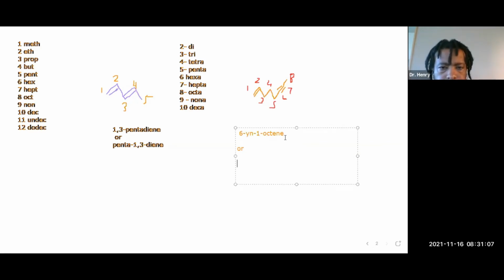So we'd have octa, and then we'd put dash 6 dash yn dash 1 dash en. Okay, so then this tells us that the triple bond is located on the 6th carbon and the double bond is located on the 1st carbon. And it is an 8 carbon chain.